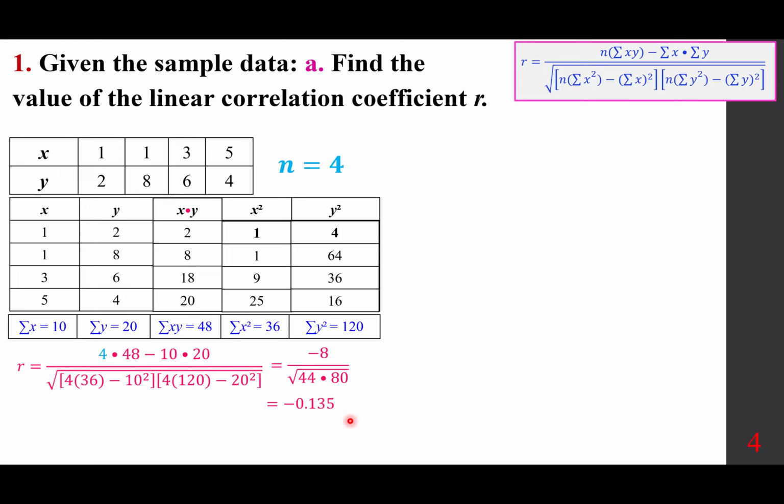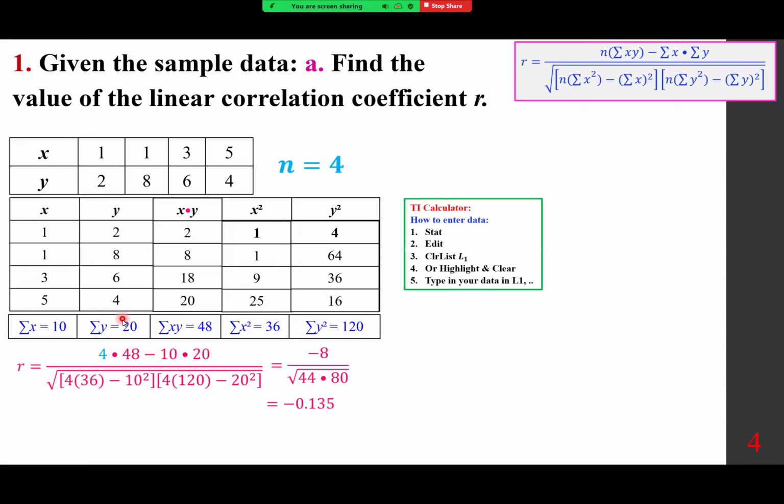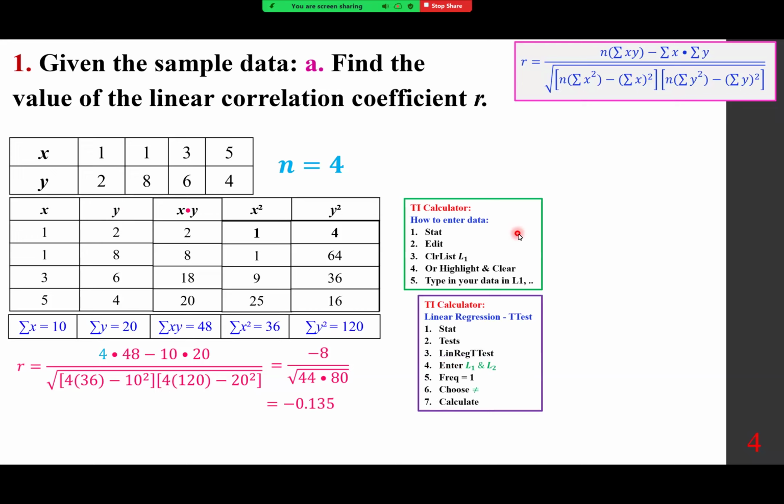So what do you do? You have two pieces of data, x and y. So you need to clear list L1, L2, and put into L1 and L2 x and y. We've done this before. So type in your data in L1 and L2, and then stat test, linear regression t-test, enter L1 and L2, then leave the rest unanswered.